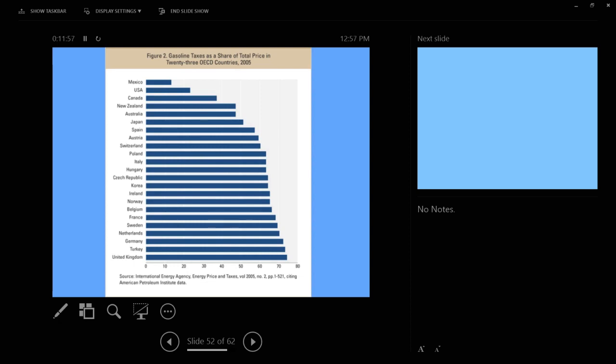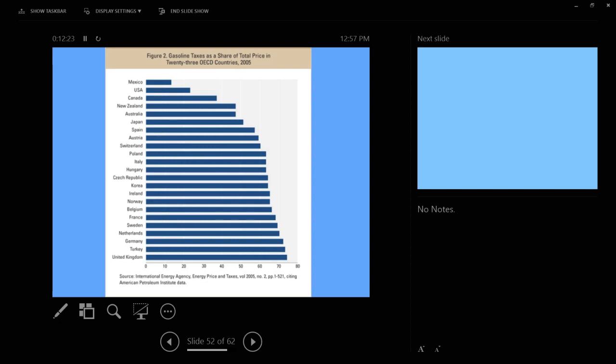This is gasoline tax as a share of total price. Remember, gas is a global commodity, so the actual price of gas isn't going to be that different. It's the tax that they put on it that makes it different. So these are 23 OECD countries from 2005. And what is our takeaway from this graph? The United States has the second to lowest tax as a share of total price.